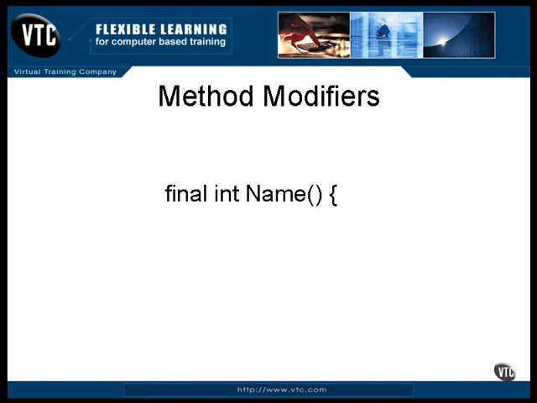A final method is one that cannot be changed in a subclass. Normally, a subclass can override a method with a method of its own of the same name, but a final method cannot be overridden. A synchronized method can only be invoked by one thread at a time. If you have a multiple-threaded application and one thread is in the middle of this method, any other thread will simply be blocked from calling it until the first one finishes and returns. We'll be going through some examples of this later.